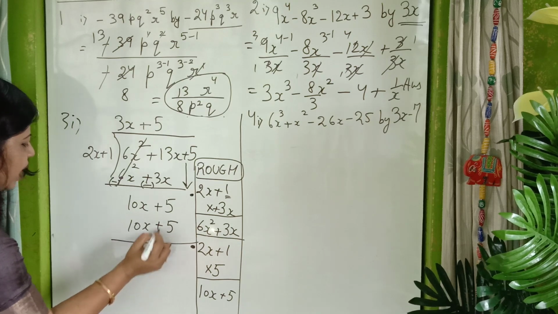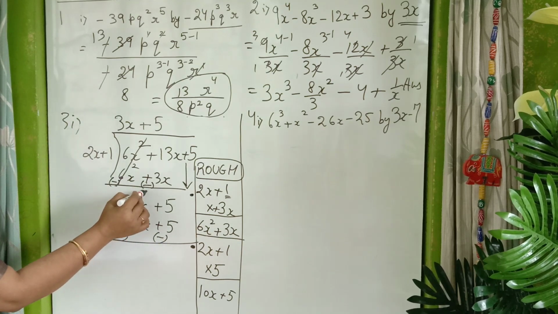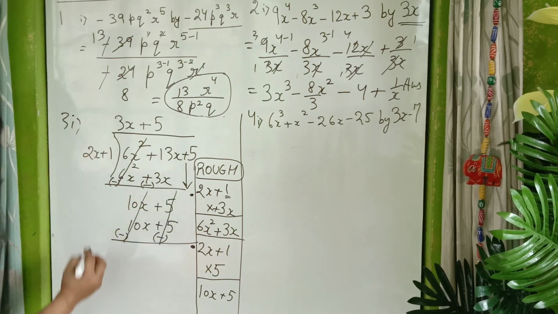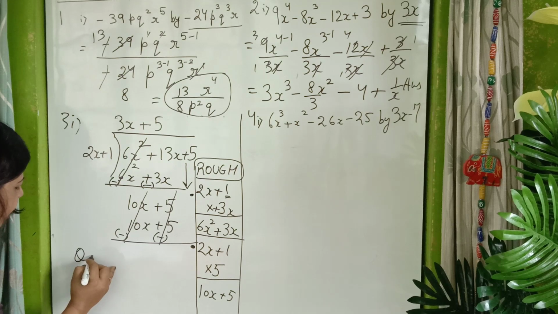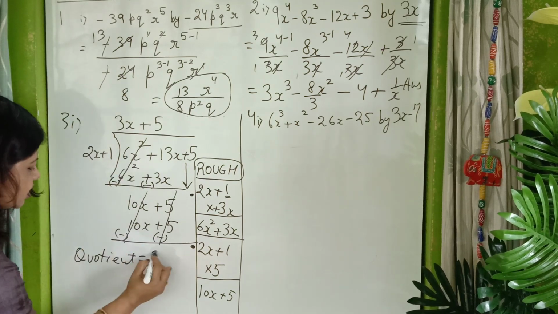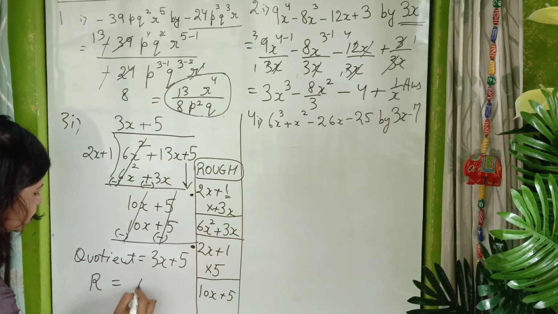Subtraction. Plus changes to minus. Plus changes to minus. Plus 10x minus 10x cancel off. Plus 5 minus 5 cancel off. Always in division at the end, you should write your quotient. Your quotient is 3x plus 5 and your remainder is 0.